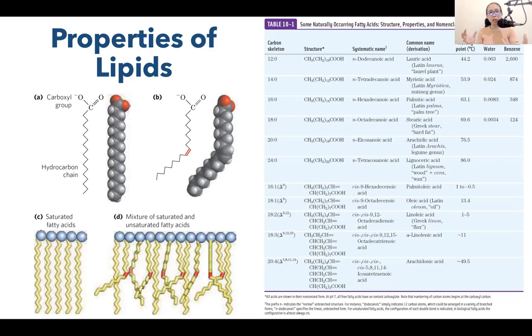Pag mas malaking molecule, mas maraming electrons, mas malakas yung van der Waals forces na kaya niyang i-exert sa isa pang molecule. So, mas malakas yung van der Waals, mas attracted sila, mas malakas yung force na nag-hold sa kanila, kaya mas mataas yung melting point. So, kailangan mo ng mas maraming energy para ma-melt siya. Kasi mas malakas yung interaction ng molecules habang lumalaki sila. That is for van der Waals forces. Okay?